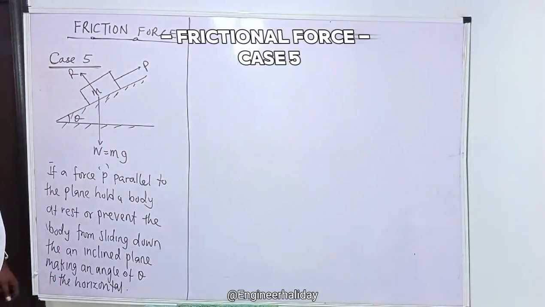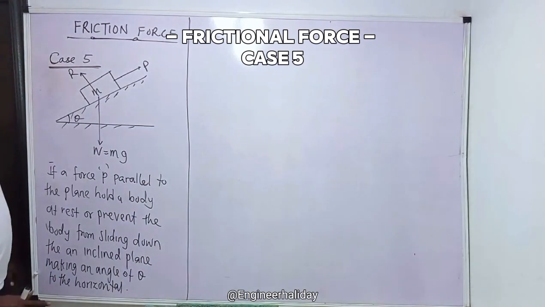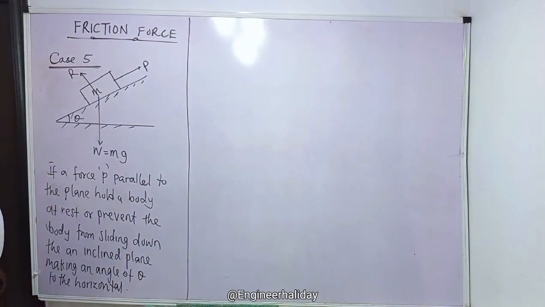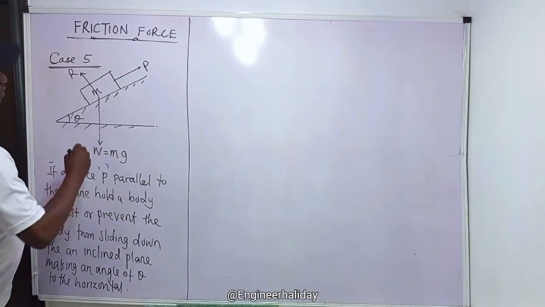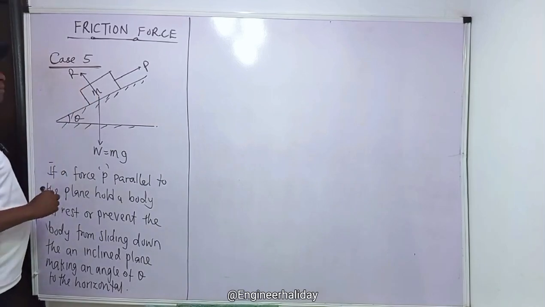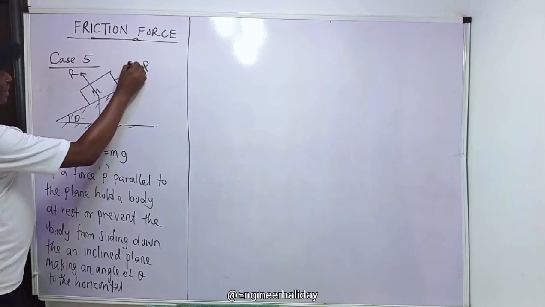We want to talk about case 5. In this case, it's getting tougher, but I'm going to simplify it for you. Now, we have a body M placed on a plane inclined at an angle of theta to the horizontal. The mass is M.